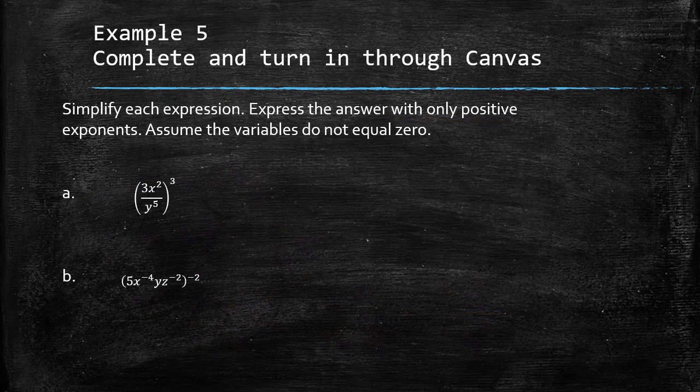Okay, example 5, you're going to complete these on your own and turn them in through Canvas. So 3x squared y to the 5th is being raised to the 3rd power, and for part B, 5x to the negative 4th, y, z to the negative 2nd is all being raised to the negative 2nd power.